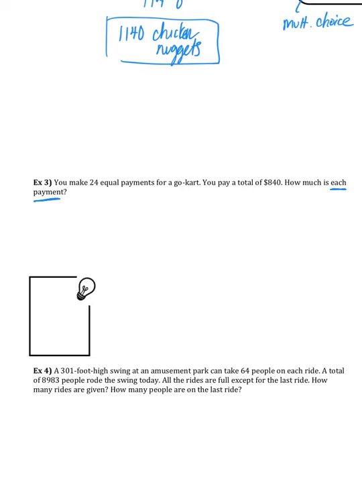So you want to find the number of groups of 24 that are in 840. So think about when you want to find how much 24 is in 840, that indicates that you need to find the quotient of 840 and 24. So we're going to use long division to find the quotient.